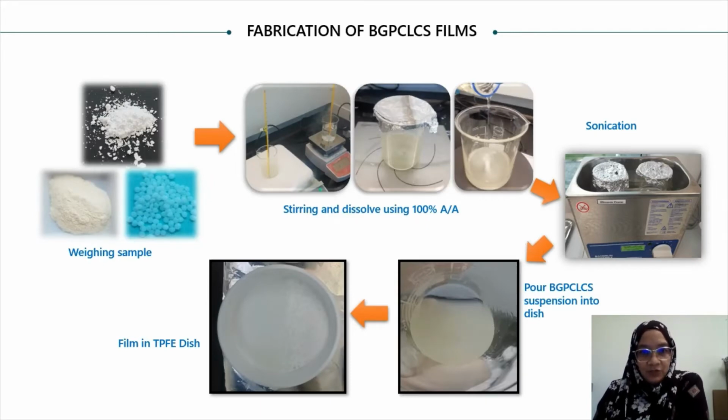For fabrication of BG PCL CS film, the composite film was synthesized using solvent casting method. As you can see on the screen, there are 4 steps involved. The mixture of powder was dissolved in acetic acid after atomization. Briefly, BG, CS and PCL were dissolved in 100% acetic acid and stirred using hot plate stirrer.